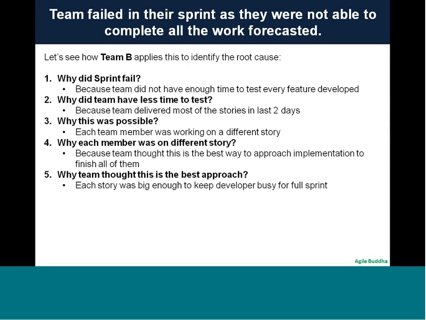Then why did the team think this is the best approach? If there are 3 developers and you have, let's assume, 6 stories, then you will work on 3 stories from the start of the sprint? No, because you see it here. Why did the team think this is the best approach? Because each story was big enough to keep the developer busy for the complete sprint. Let's assume you have 3 developers and you have 3 stories. Then it doesn't mean that each developer will pick up one story and work all throughout the sprint.